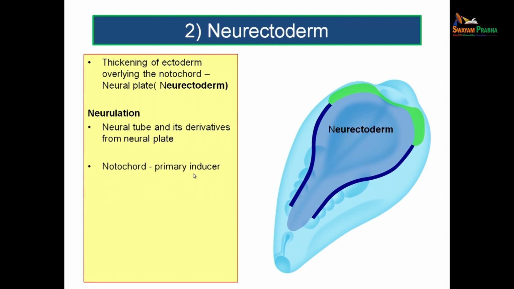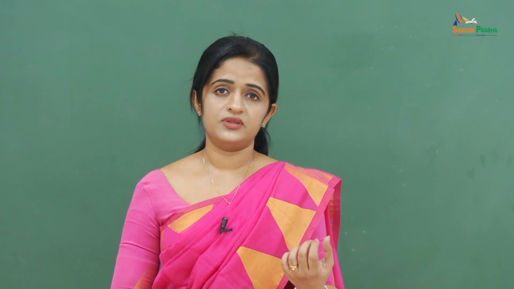Since the notochord gives rise to the formation or differentiation of the neurectoderm, this notochord can be considered the primary inducer. So this notochord is giving rise to the derivatives of neuroectoderm. Since it is inducing the formation of the derivatives, this notochord is considered the primary inducer. So, let us see how this plate-like structure forms into a tube and the future central nervous system.